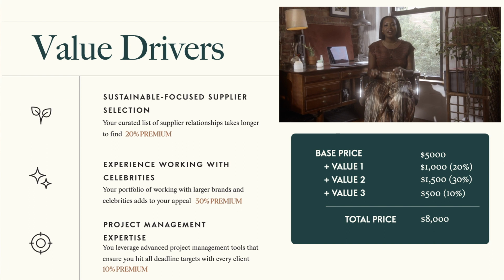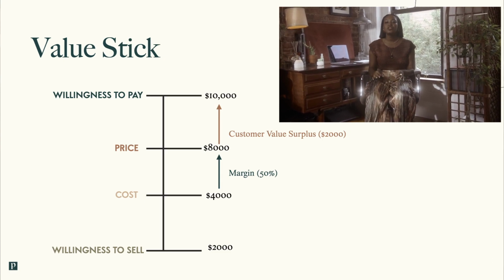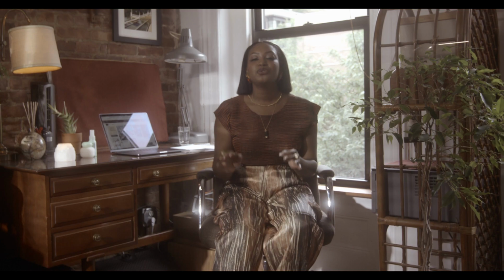Now, we should go back to the value stick. You have your willingness to pay, price, and costs. We've also made sure our willingness to sell is in line with our determined costs and expected hours. As we mentioned, the number between the customer's willingness to pay and your price is the customer value surplus. And the number between your cost and price is your margin. Reflect on these numbers. Do they line up with the goals you've set for yourself?